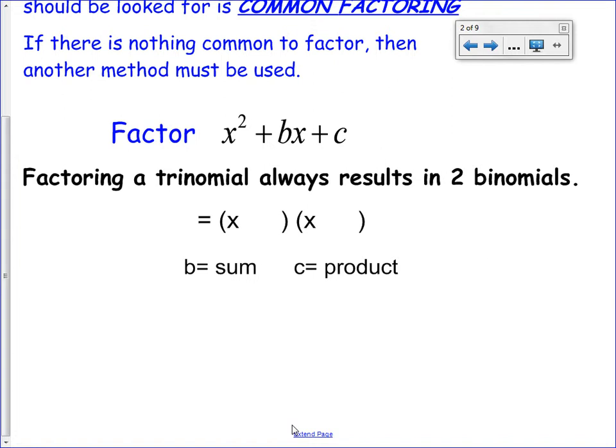Something you may have remembered from grade 10 is that this is when you have to find two numbers that multiply to your C term. So that means a product is another way of saying you multiply. And your B term, so find two numbers that multiply to C and add to B. And those two numbers will simply just be put into these two binomials. It's that easy. So you're finding this magic combination.